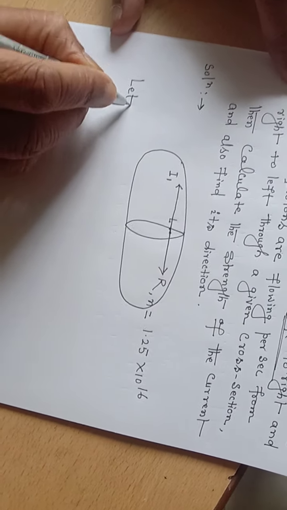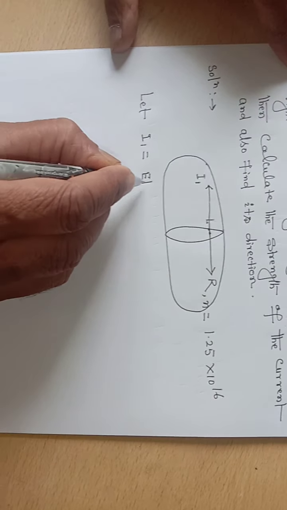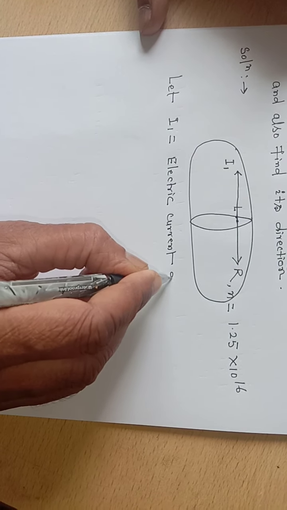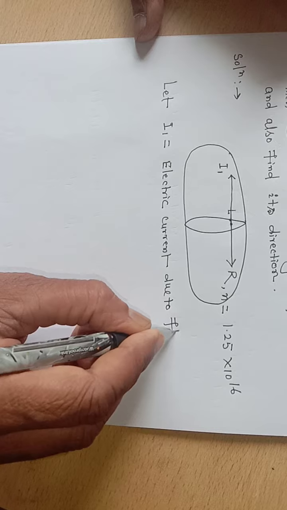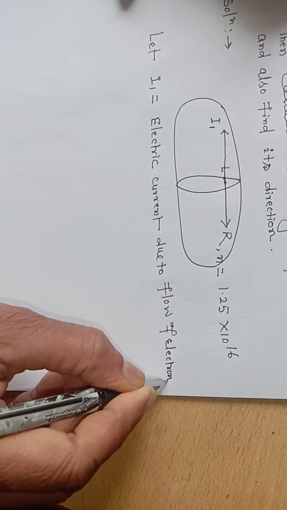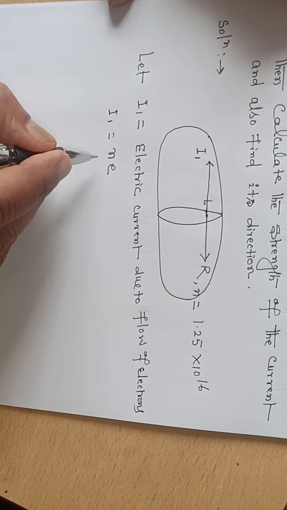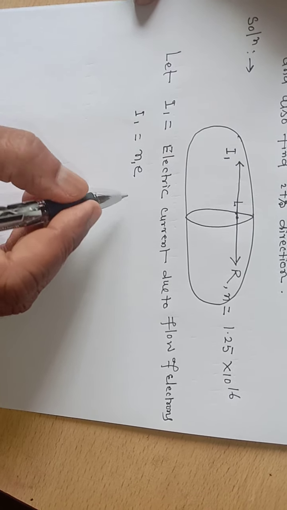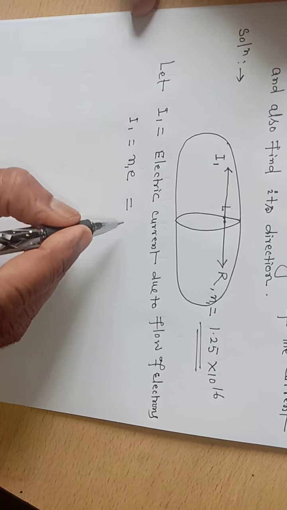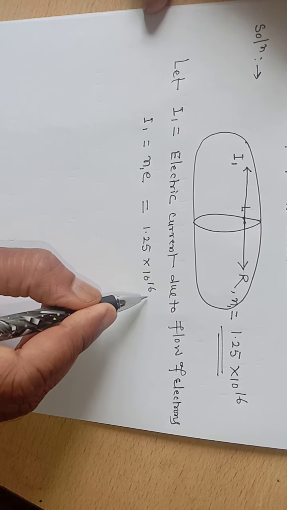Let I1 be equal to electric current due to flow of electrons here. Then the value of I1 will be how much? N into E. Let this N be N1, N1 into E. Write the value of N1. The value of N1 is given here, 1.25 into 10 to the power 16, into electronic charge. This is E.